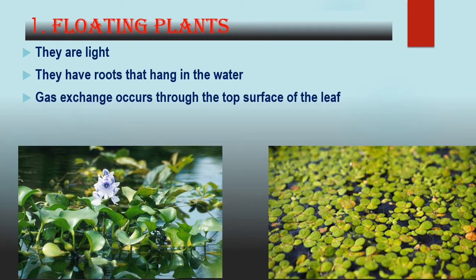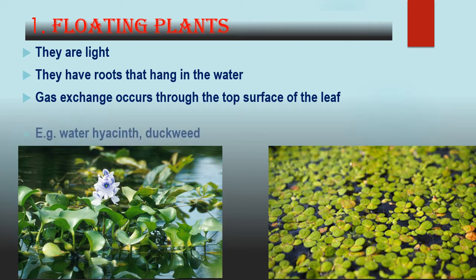Gas exchange occurs through the top surface of the leaf. What does that mean? What is meant by gas exchange? As you all know, plants release oxygen gas and they absorb carbon dioxide gas. So this exchange of gas occurs through the top surface of the leaf. Right?